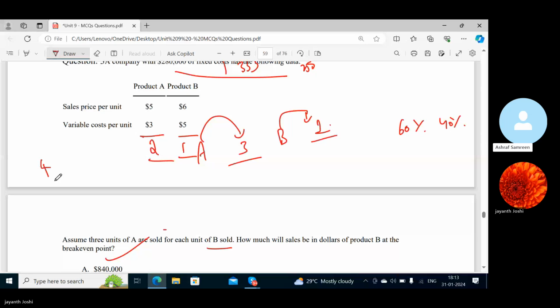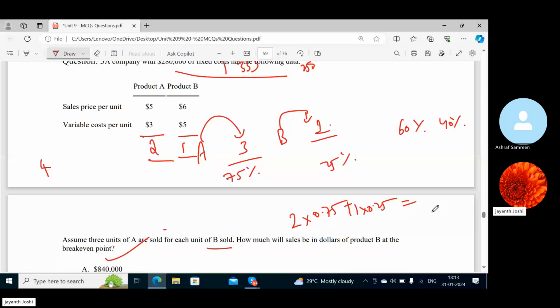2 into 0.75 plus, yeah, 3 into this. It is going this way. Unit contribution, they have given the units, right? They haven't given the number of units in sales.